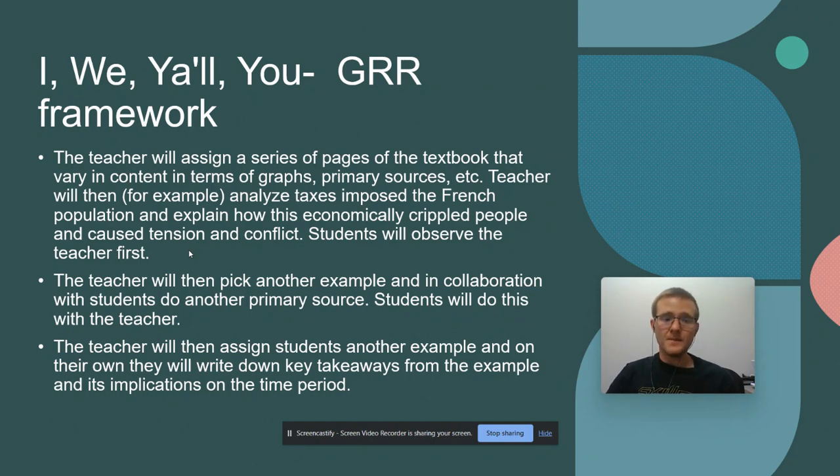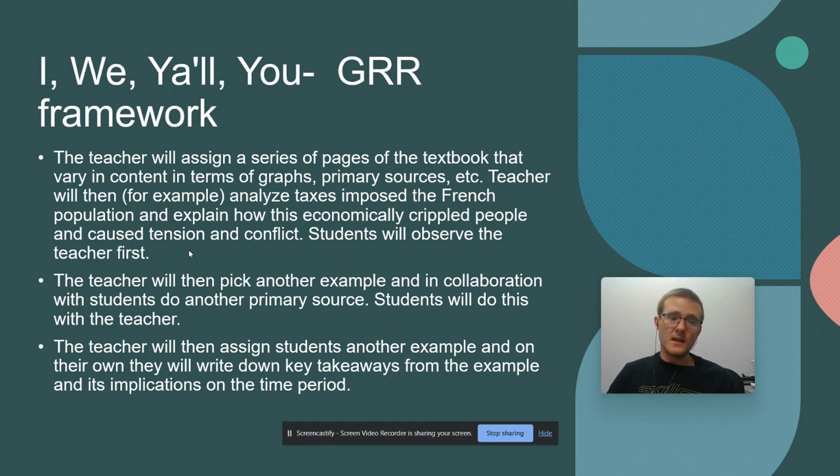And so the teacher will then pick another example and, in collaboration with students, do another primary source. Students will do this with the teacher. So we're still doing the same thing, analyzing a piece of the textbook, but this time the students are going to do it with the teacher instead of just simply observing them.